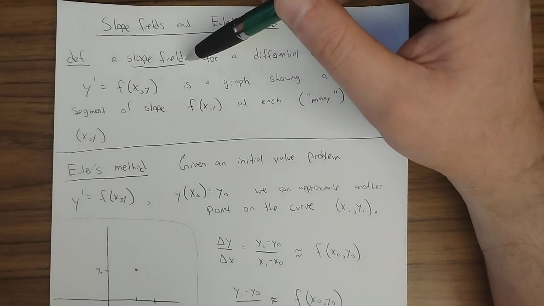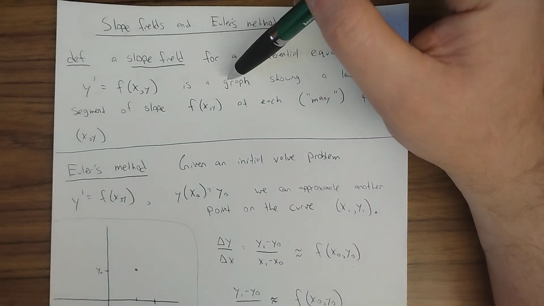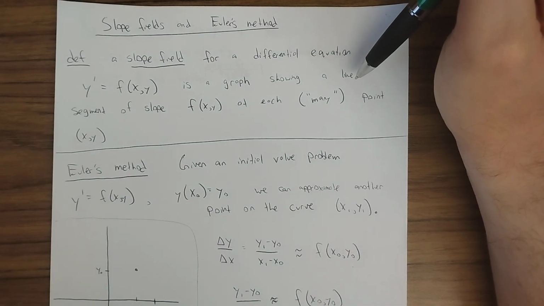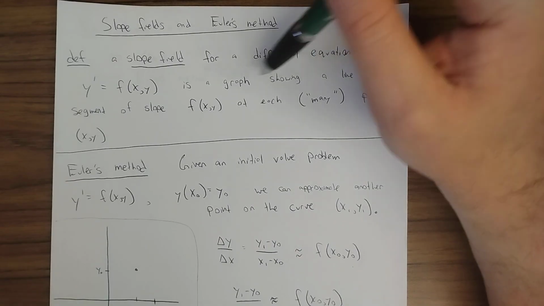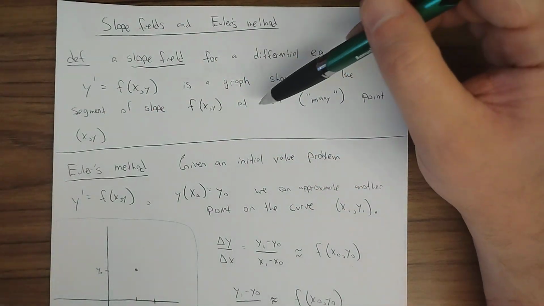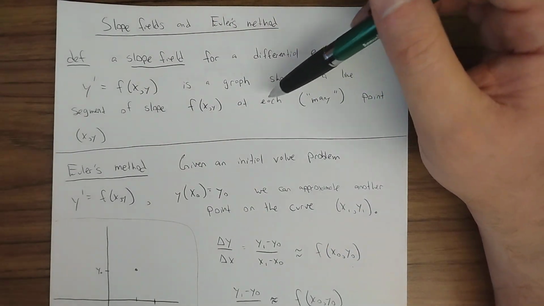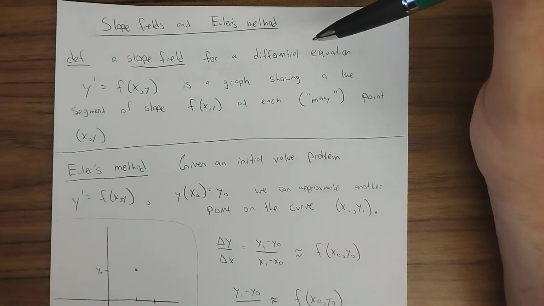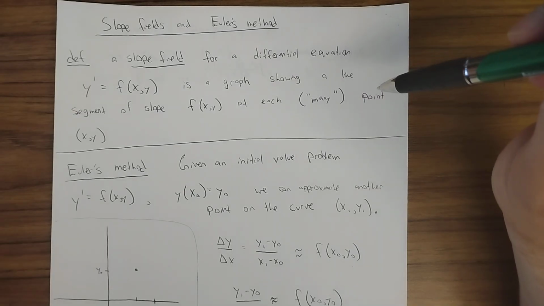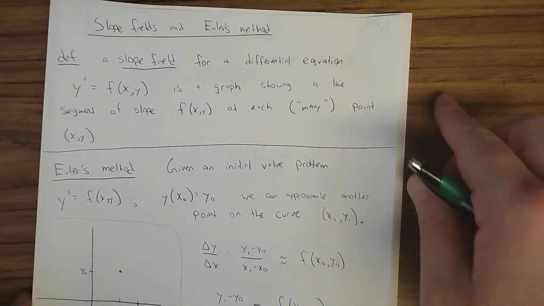And a slope field for that is, I'll show you an example, but for right now I'm going to describe it as a graph that shows a bunch of little line segments, and there's going to be one line segment whose slope is this function of x and y at each point (x, y). And I don't really mean each, like every single point. I mean many points. We'll see an example in just a second. In fact, let's see an example right now.